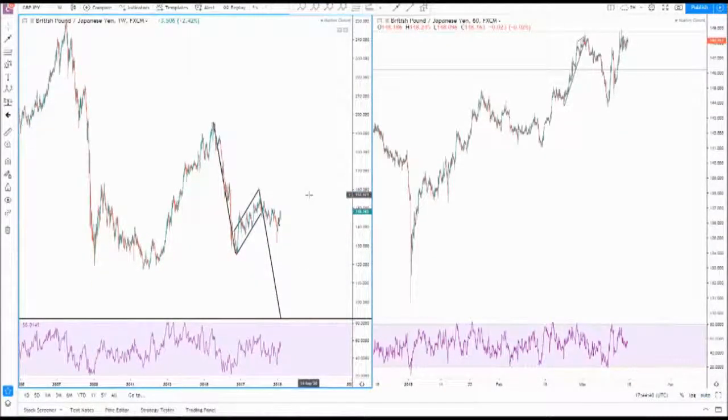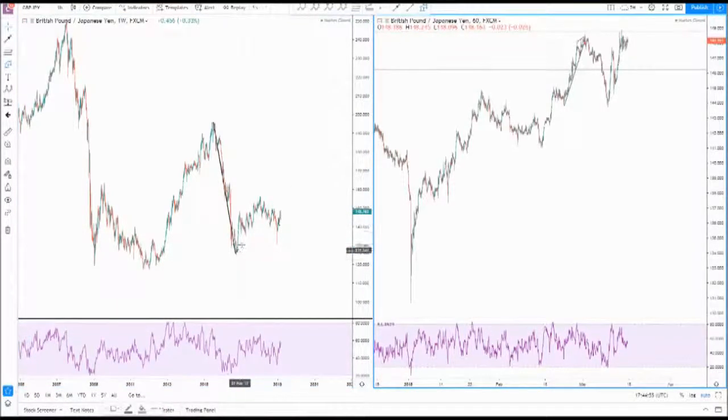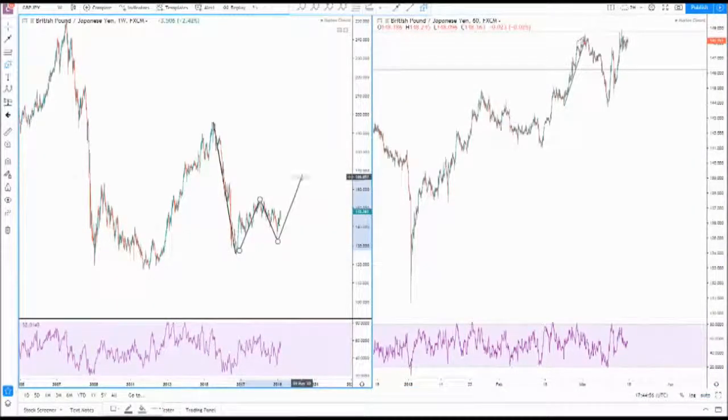Pound yen is actually a bit more sideways than what it previously was. Let's get rid of this. So pound yen seems to be doing some sort of sideways consolidation. We could be doing this A, B, C. Okay, so this could come a little higher first before we go lower. Again, just gotta watch bonds really and see what the other yen pairs are doing, because they will move together.